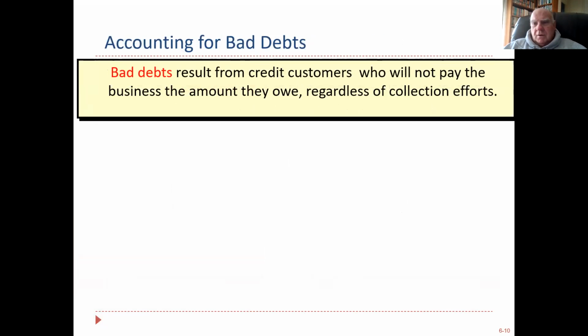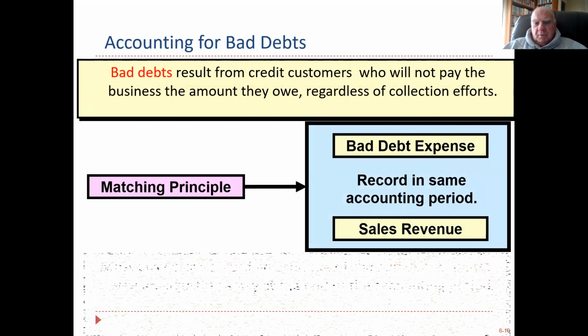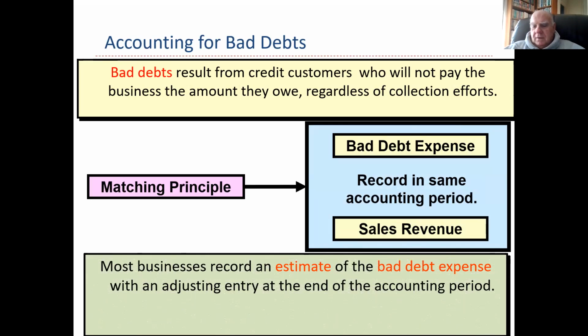Okay. All right. Are you ready to put your thinking cap on now? Here we go with the toughest part, I guess, of this little chapter. But I think it's interesting because what you're going to learn now is about bad debts expense. Bad debts result from credit customers who will not pay the amount they owe, regardless of what we do. Okay? So every company in the world that issues credit is probably going to have some bad debts expense.